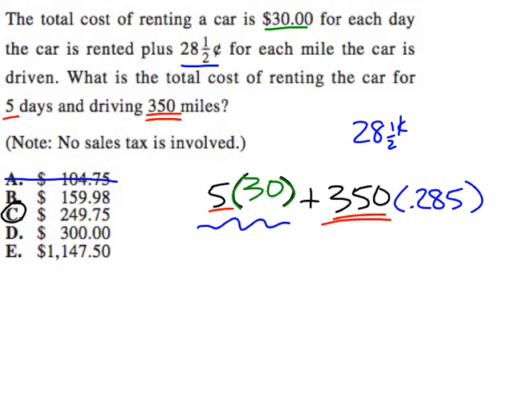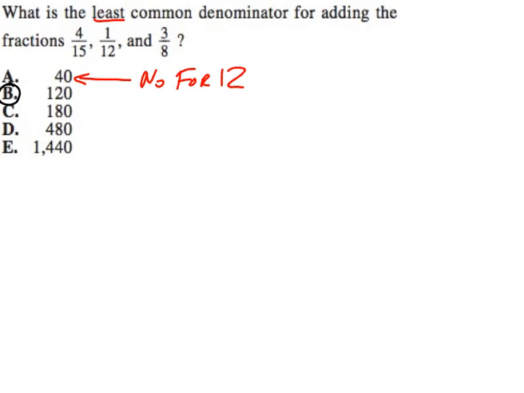We want to be careful. If 30 is in dollars, I also need to make my 28.5 cents into dollar form, which would be 0.285 of a dollar is 28.5 cents. So that times 350, add it up, and you get $249.75.